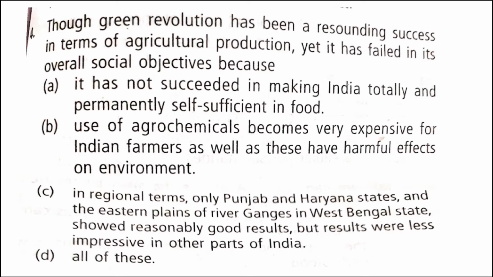Next question 4. Though Green Revolution has been a resounding success in terms of agricultural production, yet it has failed in its overall social objectives because option A. It has not succeeded in making India totally and permanently self-sufficient in food. B. Use of agrochemicals becomes very expensive for Indian farmers as well as these have harmful effects on environment. C. In regional terms, only Punjab and Haryana states and eastern plains of river Ganges in West Bengal state showed reasonably good results, but results were less impressive in other parts of India, and option D, all of these. The answer will be option D, all of these.